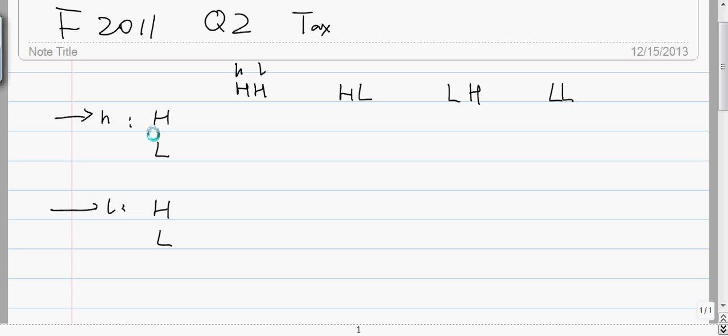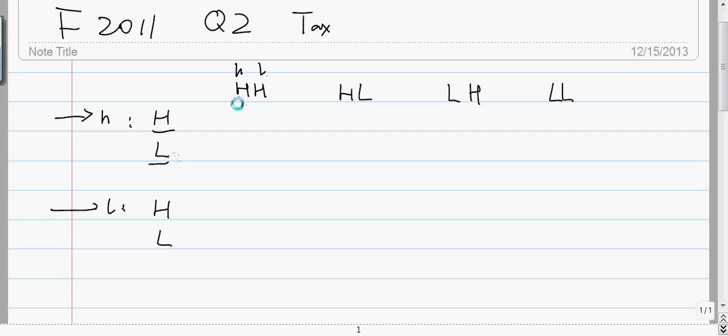One is reporting himself as the high type, and the other one is reporting himself as the low type. To distinguish notation, I'll use capital letter H and L to denote actions. So H and L are basically reports.